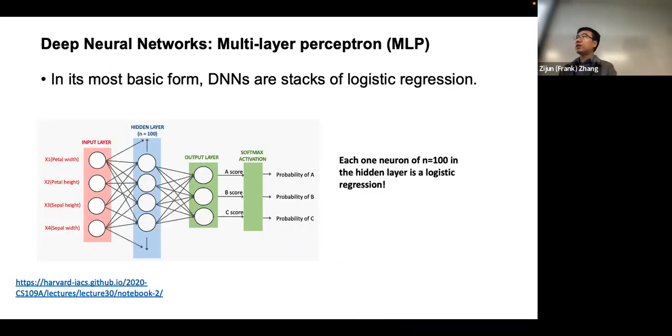And to demonstrate this, let's first look at the most basic form of deep neural networks. At that time, they were called multilayered perceptrons. Perceptrons refers to those different hidden neurons. So in the most basic form, DNNs are just stacks of logistic regressions. Remember, logistic regression is the process of formulating the labels as a set of linear combinations from the features, which we just covered. And in this specific case, this deep neural network will basically stack around 100 logistic regressions in this blue hidden layer, where each of those single neurons is actually the same logistic regression that we just covered for predicting the type of flowers.